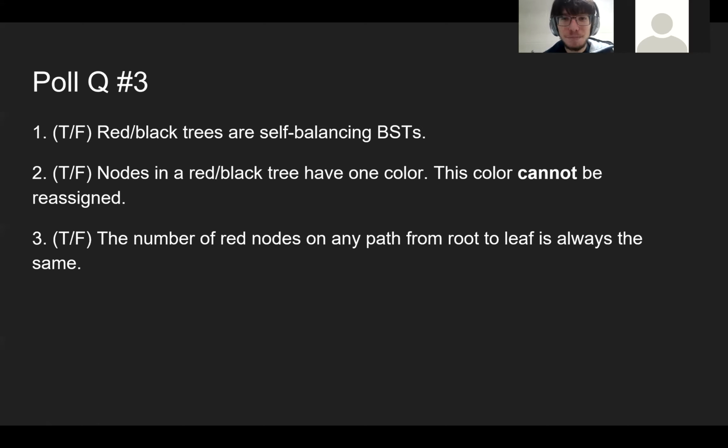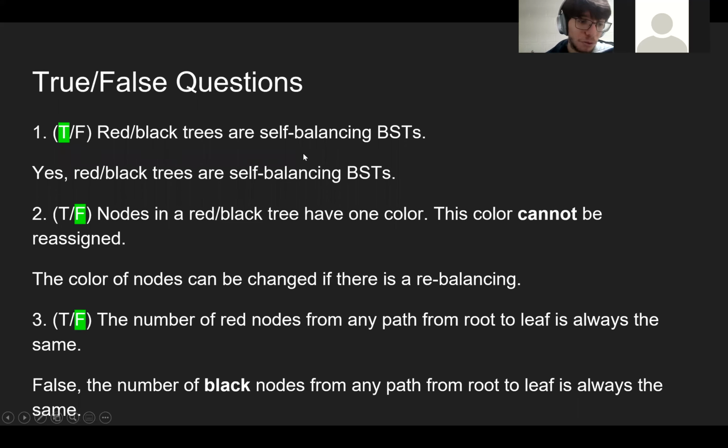As you mentioned, that's exactly why they exist: they're self-balancing binary trees. The second one is absolutely false. Nodes in a red-black tree can be reassigned colors, as you mentioned. And the third is also false, because it's not the number of red nodes on any path which is the same. It's the number of black nodes on any path which is the same. So the answer is true, false, false, for the reasons we mentioned.